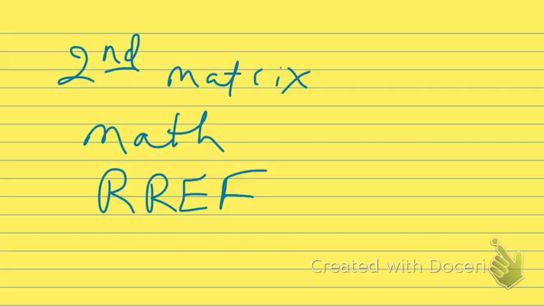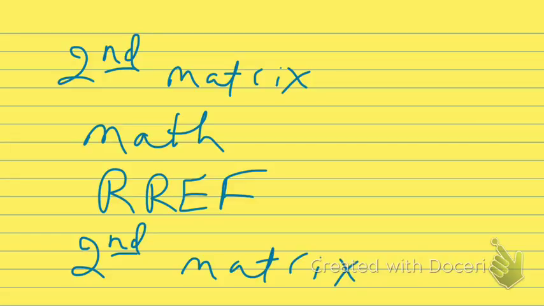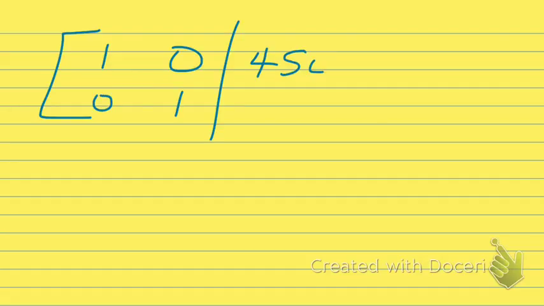Calculator opens parentheses and says ref what? You press second matrix and you recall your matrix. Maybe it's matrix A and you hit enter. And you hit enter again and voila, the answer. We've got 1s on the diagonal, 0s everywhere else, 450 up top, 800 down low.